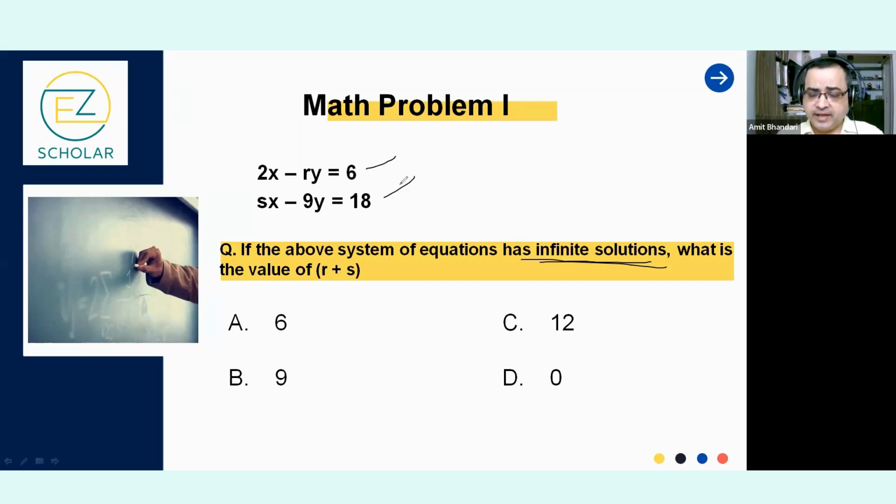Effectively, we have the same equation placed in two different ways. So we have a 6 here and we have an 18 here, which means that if the first equation is multiplied by 3, we get the second equation, which means S is equal to 6 and R is equal to 3, I think. Which means R plus S shall be equal to 9.